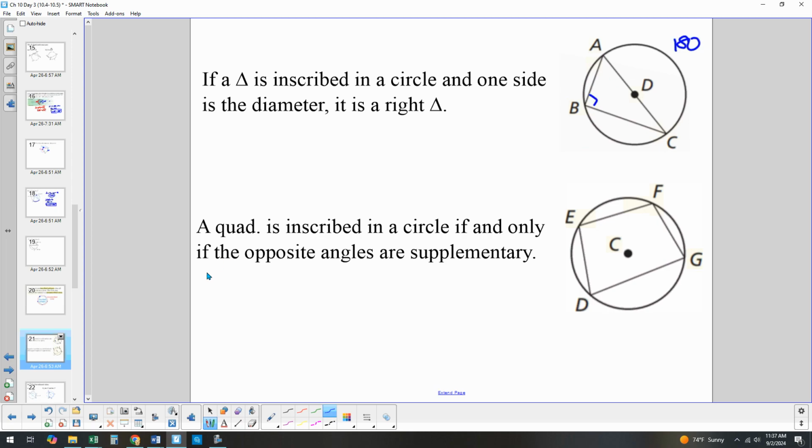A quadrilateral is inscribed in a circle if and only if the opposite angles are supplementary. So that means E and G have to add to 180. D and F have to add to 180. Nothing has to be the same. They just have to add to 180.